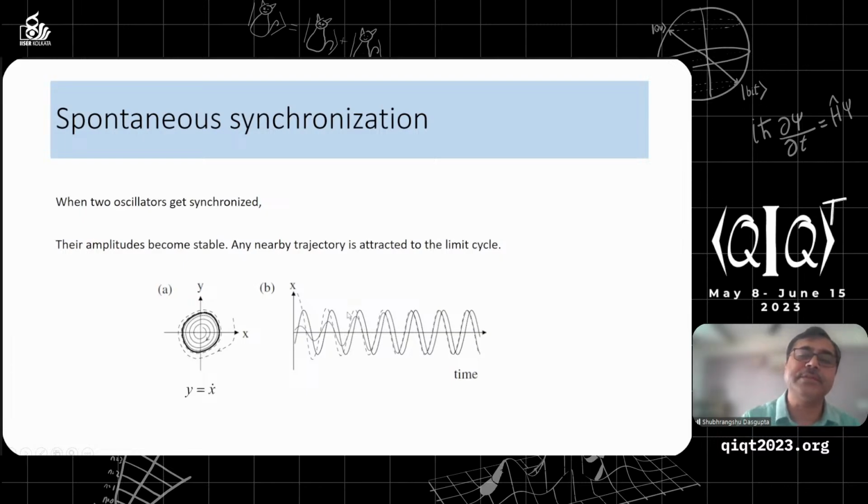Okay, this is for the x value of one of the oscillators. The other oscillator will follow a similar time variation. So ideally, even if there is some kind of perturbation, the system will come back to the limit cycle.